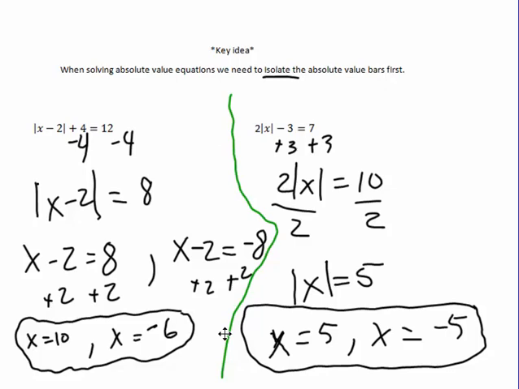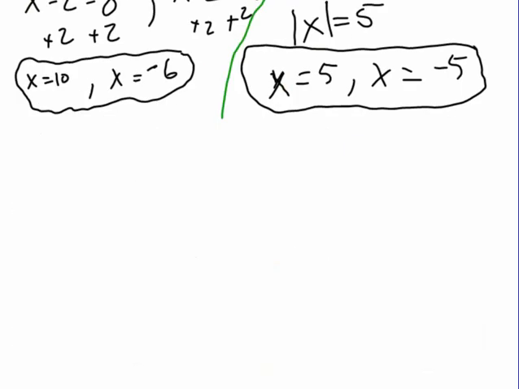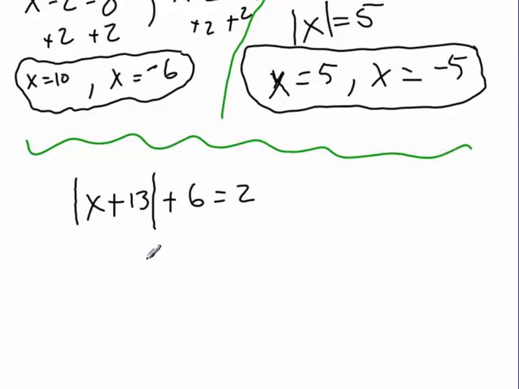Okay, I want to do one more of these here, and I'm going to make this one up. So I have the absolute value of x plus 13, plus 6 equals 2. Now for this one, I want to see this on the back side of your page. I'm going to ask to see it, otherwise your notes aren't complete.